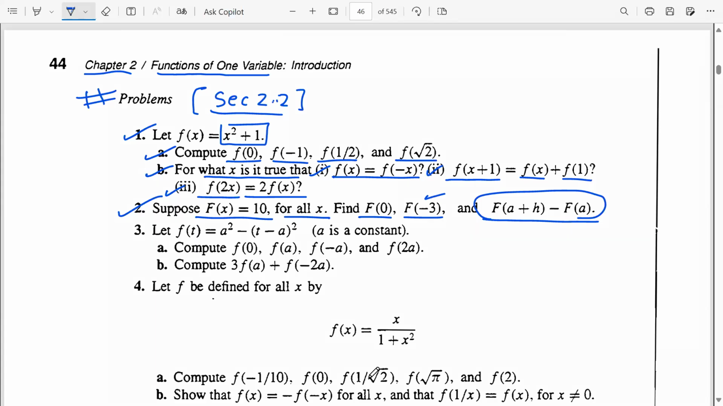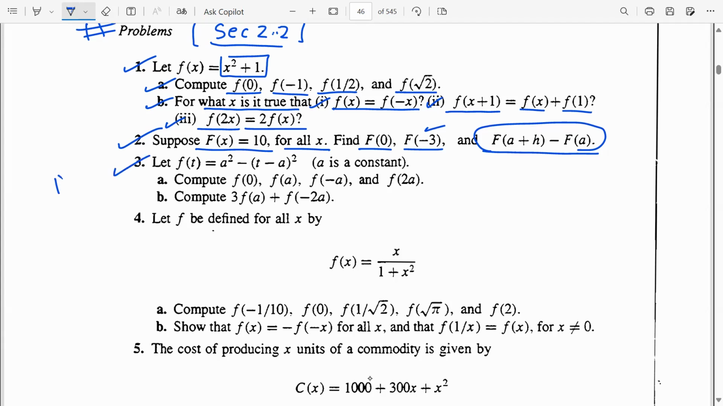Okay. This is where I stop in this particular lecture. In the next lecture, I'm going to start with the discussion of problem 3.